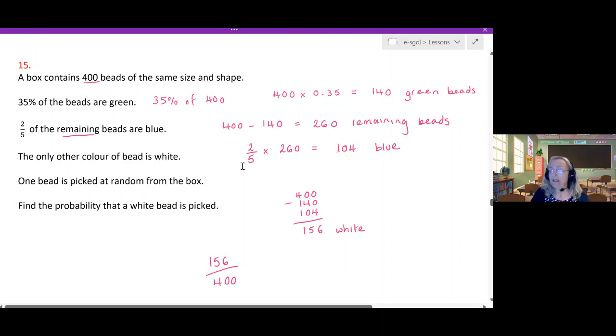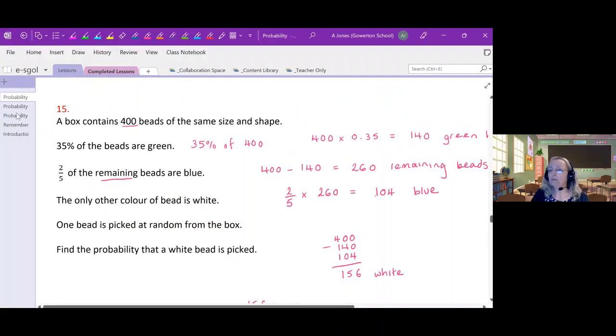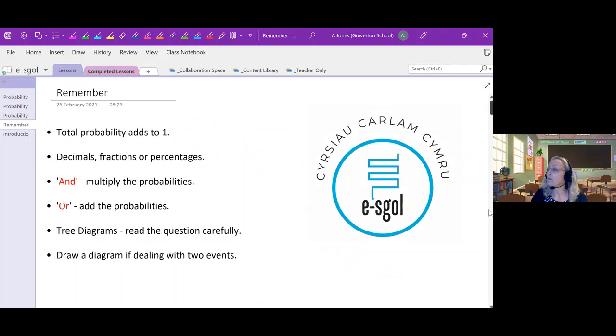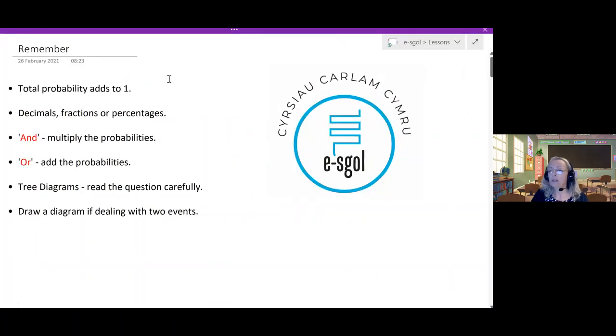Okay, so let's have a little look at the things that we've looked at today. Okay, so the main things that you need to remember from today, firstly, that total probability adds to 1. So if the chance of something happening is 0.2, the chance of it not happening will be 0.8 because total probability adds to 1. You can give your probability in decimals, in fractions, or in percentages. You need to remember that if you are giving something as a percentage or as a decimal, the most the probability can be is 1 because the total probability would add up to 1.